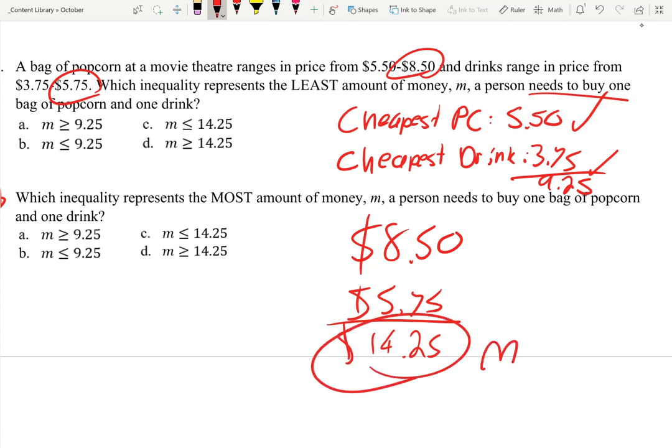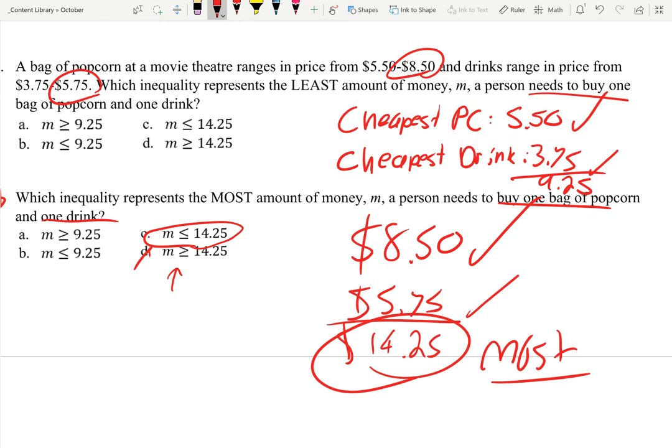So remember, this is the most you can spend. You cannot spend more than that because it doesn't cost more than that. So you would spend less than or equal to $14.25. You can't spend more. So the reason it can't be D here is you've already bought the most expensive stuff. You're only buying one bag of popcorn and one drink. Yes, you can spend more if you buy more than one popcorn and more than one drink, but it says you're only going to buy one of each. $8.50 is the most you can spend for one popcorn, and $5.75 is the most for one drink. So you cannot spend more than $14.25 for just one bag of popcorn and one drink.